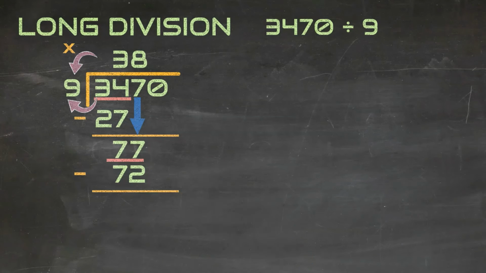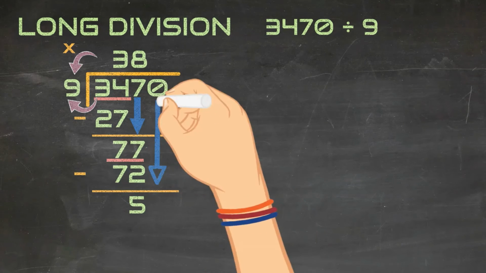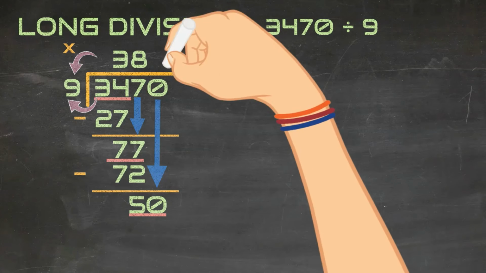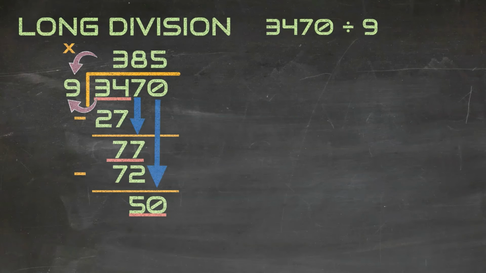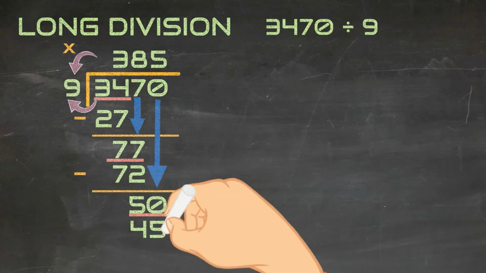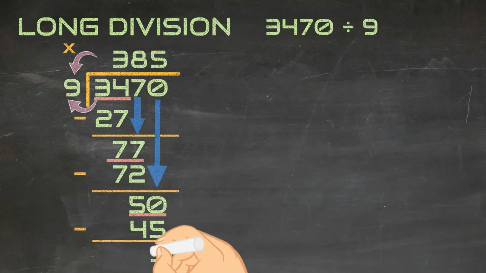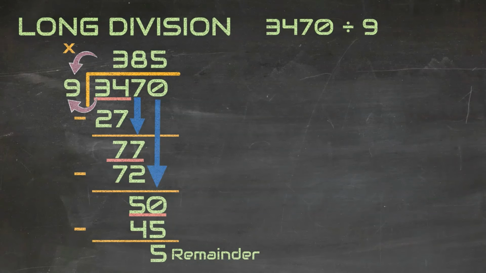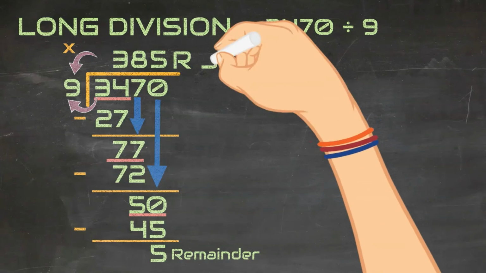77 minus 72 equals 5. Bring down 0. The new dividend then becomes 50. How many 9s can we take from 50? Let's try 5. 5 times 9 equals 45. 50 minus 45 equals 5. Since there is no more digit in the original dividend to bring down, the operation stops here. 5, therefore, is the remainder. 3,470 divided by 9 is therefore equal to 385, remainder 5.